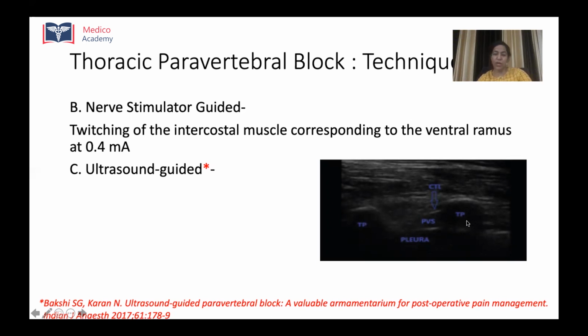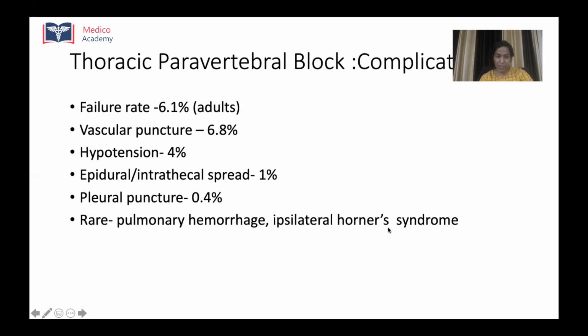This is a long axis scan of the back of the chest. So in between the two transverse processes, one can make out the costotransverse ligament, and the paravertebral space just lies above the pleura. So the needle should come right up till here. Okay. And we have to make sure that we do not injure the pleura, otherwise there are going to be chances of complications. So what are the complications of the thoracic paravertebral block?